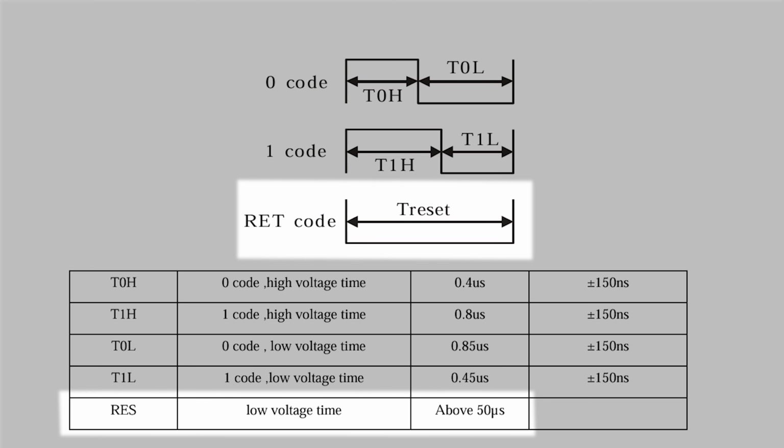The communication also has another code that is 50 microseconds at low, so the LED understands that the communication has been done and it can light up the color that you want. So after sending all the 24 bits for each LED, we need to wait about 50 microseconds.